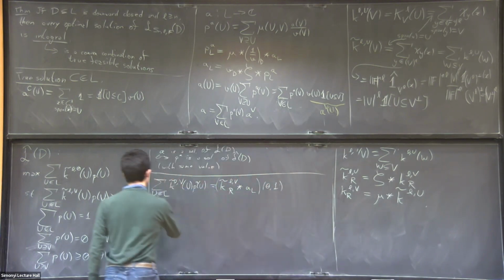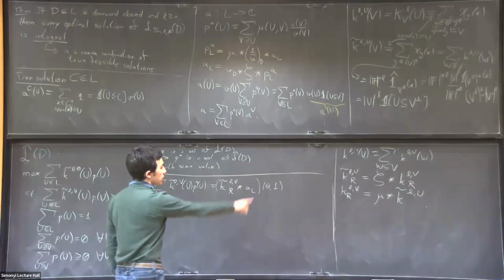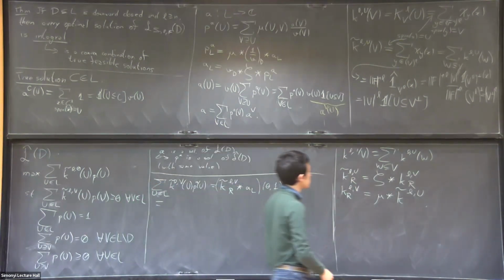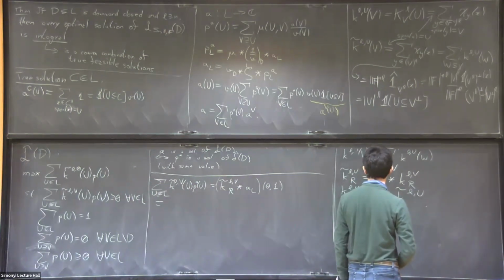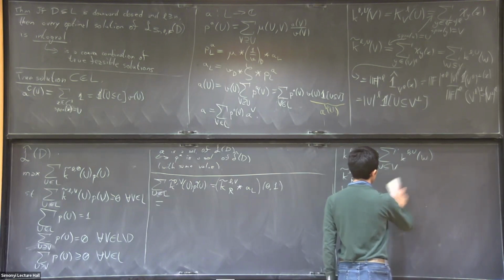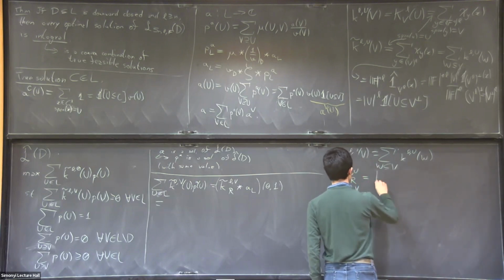But now we can just plug in what we know. Well, K tilde. Wait, I did zeta from the wrong side, I think. Yeah, I did zeta from the wrong side. Sorry. It's like this.